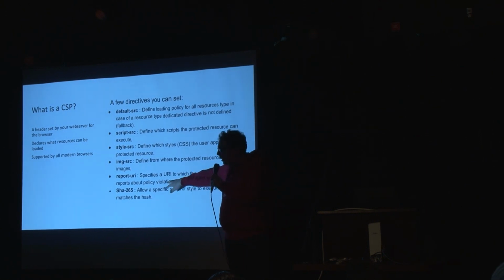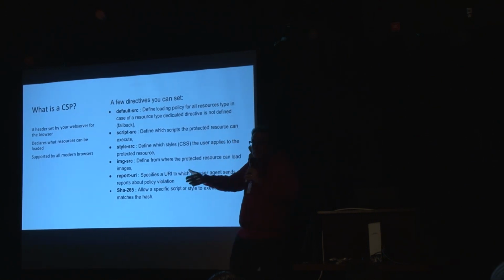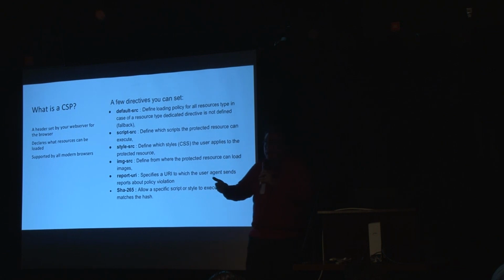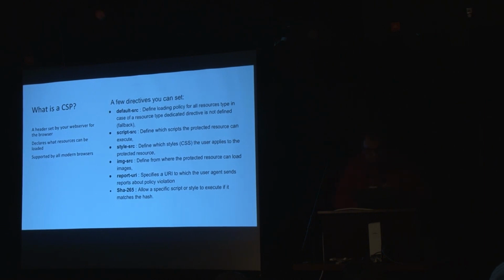Two important ones at the end: the report-uri. That's an endpoint that the browser is going to post any CSP violations to. So if you're implementing a CSP and you break something, you have a method to know that, telemetry from the browser. SHA-256 is another directive you can put in the header to specify the exact hash of the asset you want it to load.